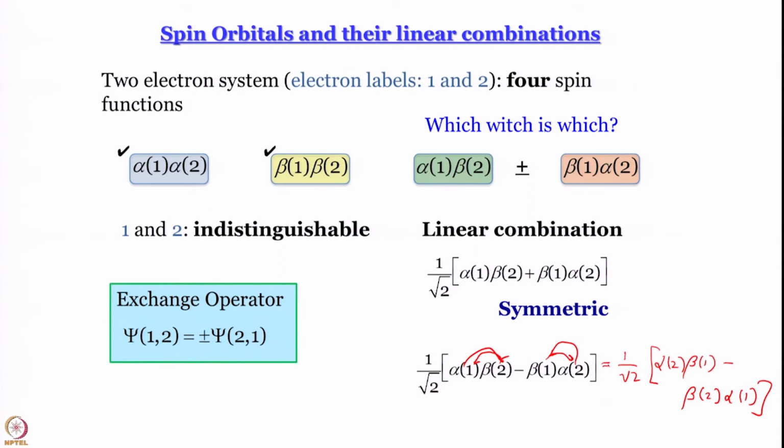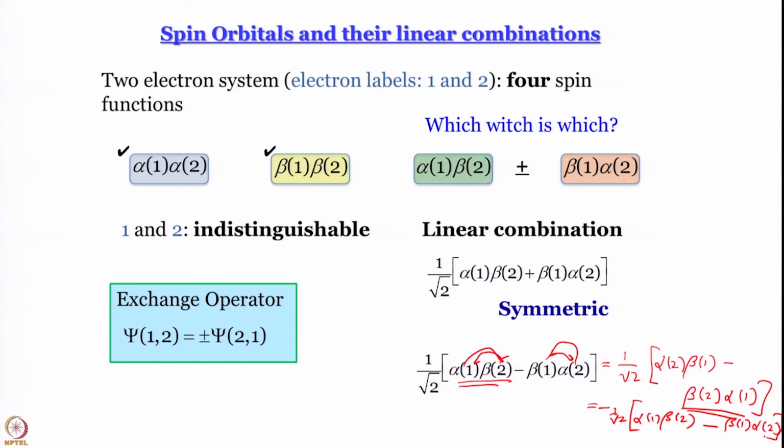So, what do I get here? I get 1 by root 2. Let us take this second term first and write in the same sequence as far as possible. Beta 2 alpha 1 is the same as alpha 1 beta 2 minus, but wait, there is a minus sign in front of this. So, I had better take this minus sign out, minus 1 by root 2 alpha 1 beta 2. Now, I can write another minus because this is plus sign, minus and minus is plus, minus I will write it as beta 1 alpha 2.